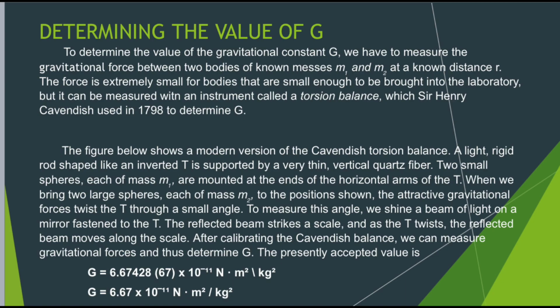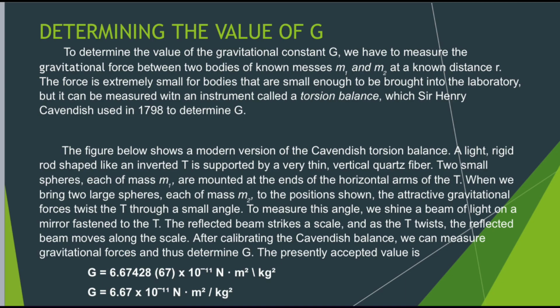To determine the value of the gravitational constant G, we have to measure the gravitational force between two bodies of known masses, M1 and M2, at a known distance r. The force is extremely small for bodies that are small enough to be brought into the laboratory, but it can be measured with an instrument called a torsion balance, which Sir Henry Cavendish used in 1798 to determine G. The figure below shows a modern version of the Cavendish torsion balance.